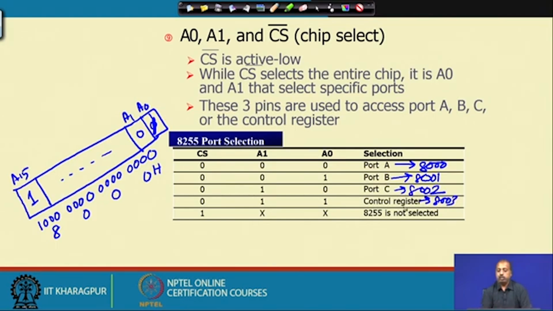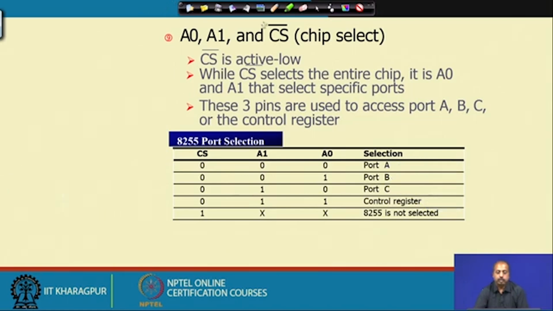So, this way, based on your decoding logic and the A0 and A1 bits of the address bus connected to A0 and A1 of your 8255 chip, you can find out the port addresses. After that, if your microprocessor writes something to this particular memory location 8000, that means it is accessing port A. If it is writing something to 8003, that means it is writing to the control register. So, this is the technique.